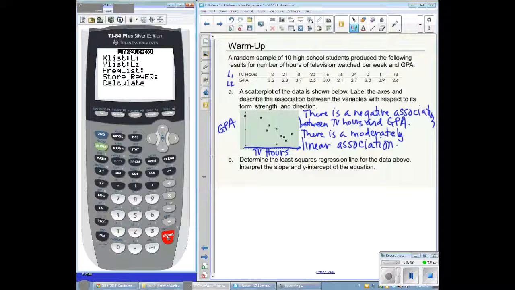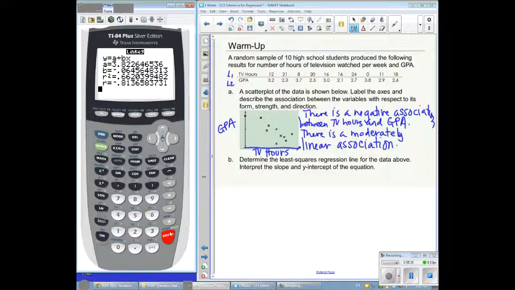Just make sure you tell the calculator where the data is. We're not using a frequency list, so we can leave that blank. We do want to make sure that the calculator stores the regression equation in y equals. So to get there, we go to vars, y vars, and then click function, and then you can store your regression equation in any of those. I'm going to go ahead and do it in y1, and then calculate.